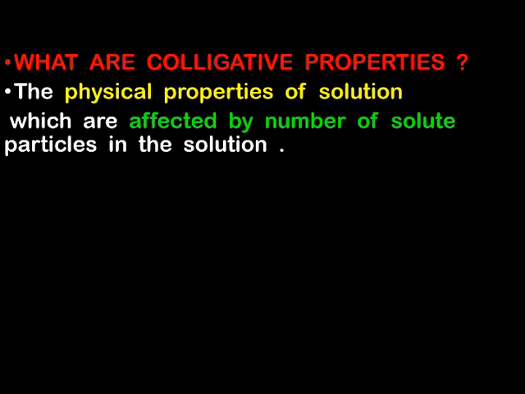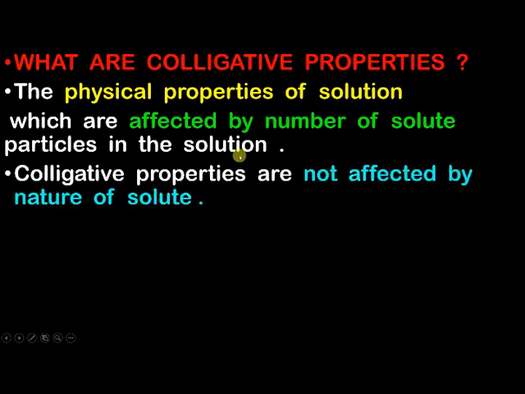Let me repeat myself again. If any physical property of a solution gets affected by the number of solute, then that particular property is called a colligative property, which means that if you change the amount of solute, that is nothing but the number of solute, then the physical property which gets affected will be called a colligative property. And here you need to note one point, that colligative properties are not affected by the nature of solute. They are not dependent on the nature of solute, they are only affected by the number of solute.